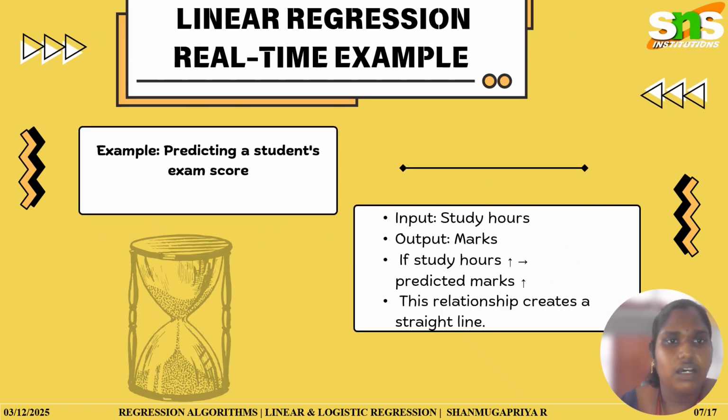A real-time example is predicting a student's exam score based on their subjects and values, by finding the straight line. For example, their study hours and their marks. If they study a lot, the line goes one way, and if they study less, the marks are lower. Finding that output with a line is simply called linear regression.